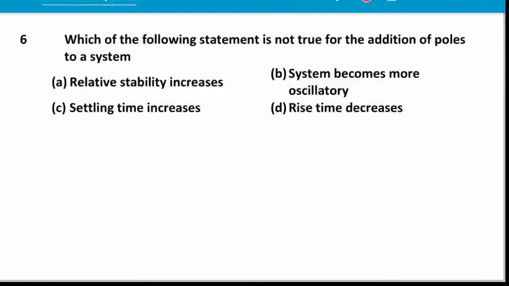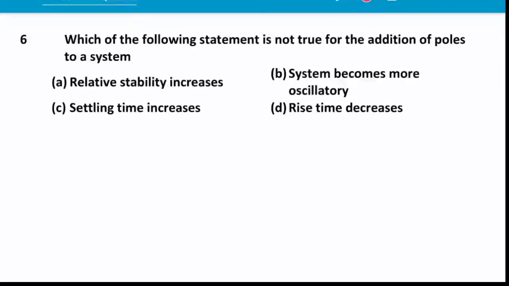Next question, question number 6. Question number 6 is, which of the following statements is not true for addition of poles to the system? Option A, relative stability increases. Option B, system becomes more oscillatory. Option C, settling time increases. Option D, rise time decreases.